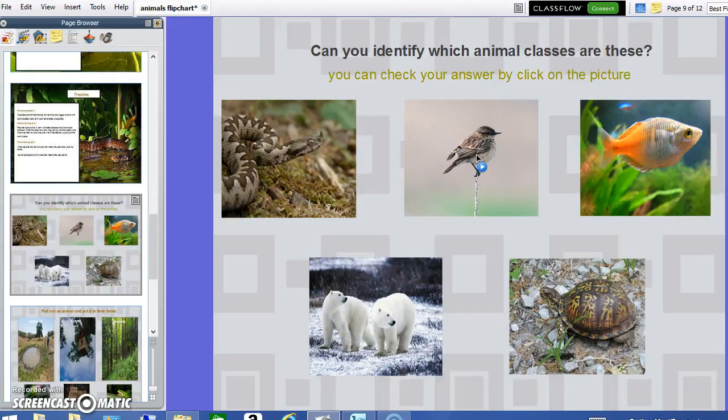And this is the second picture. The students have to know which animal class this is, and after he answers, he can check his answer by clicking on the picture like this. This is the birds, and this is reptiles, and this is mammals, and this is amphibians.